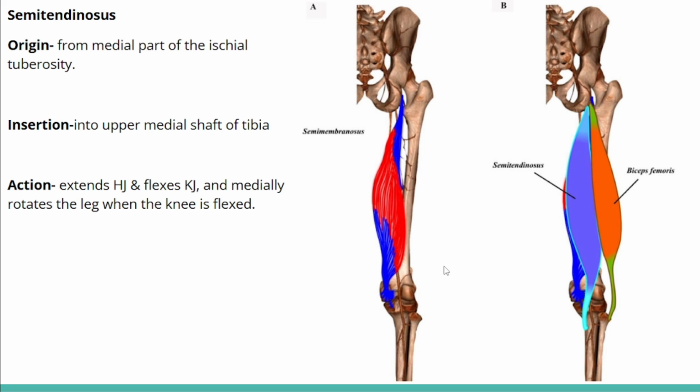The next muscle is the semitendinosus. It also originates from the ischial tuberosity, the medial aspect of that, and it inserts onto the upper medial shaft of the tibia, posterior aspect. This muscle also covers the hip joint and knee joint, so it too extends the hip joint and flexes the knee joint, as does the semimembranosus. It also medially rotates the leg when the knee joint is flexed.